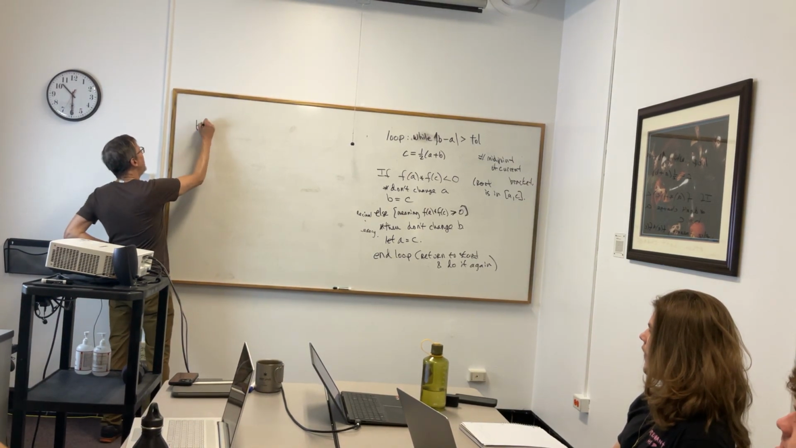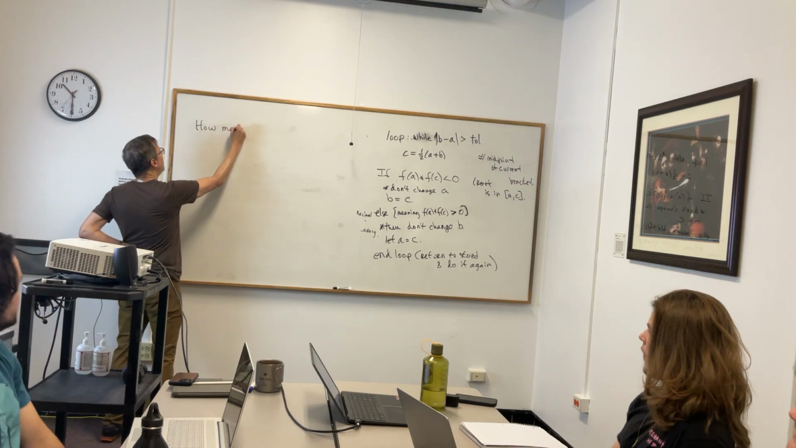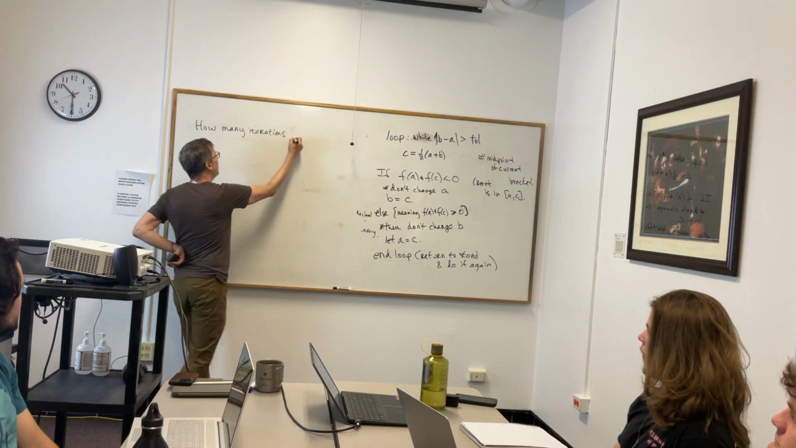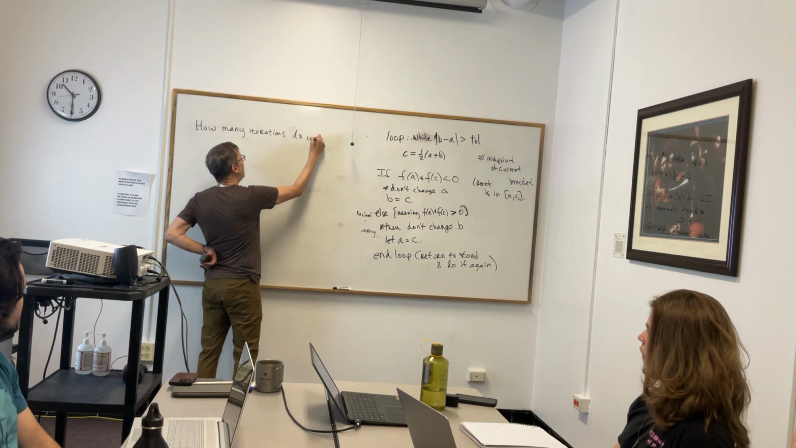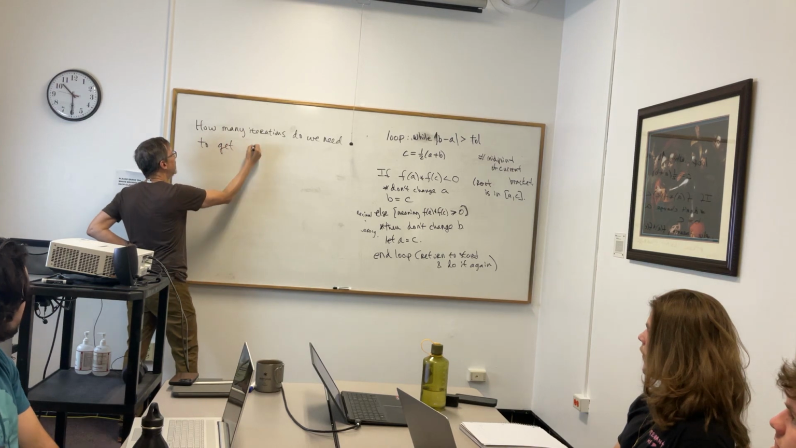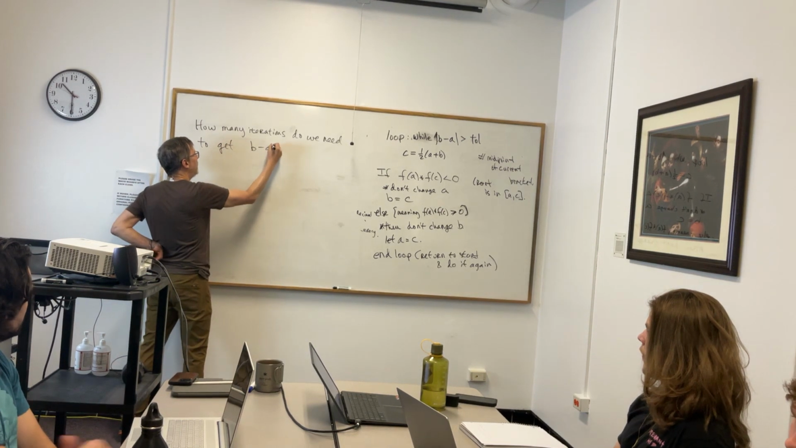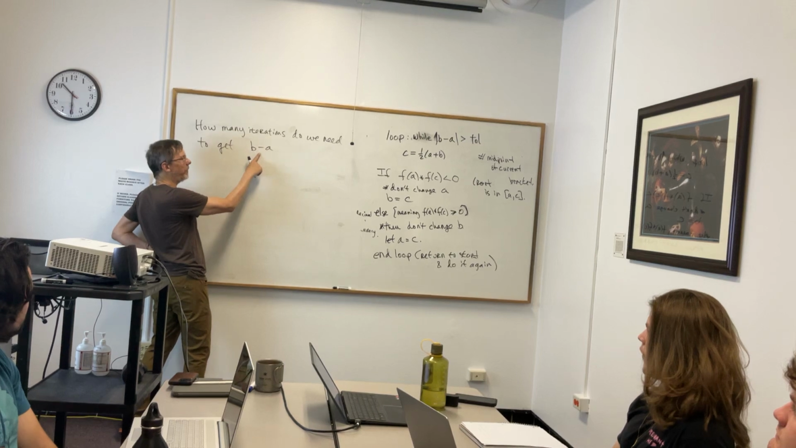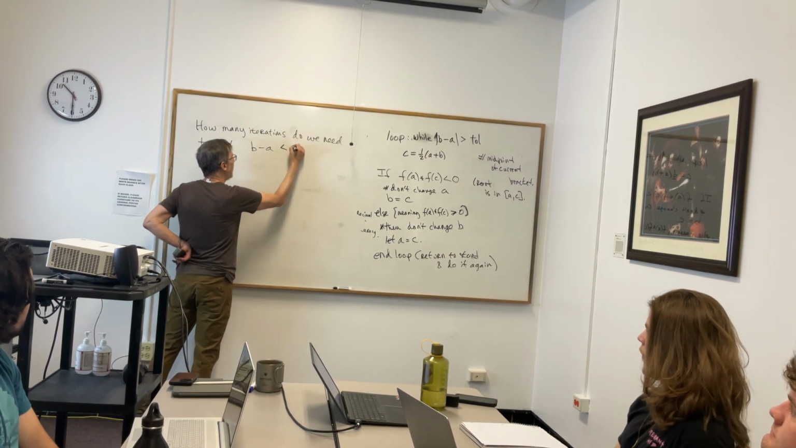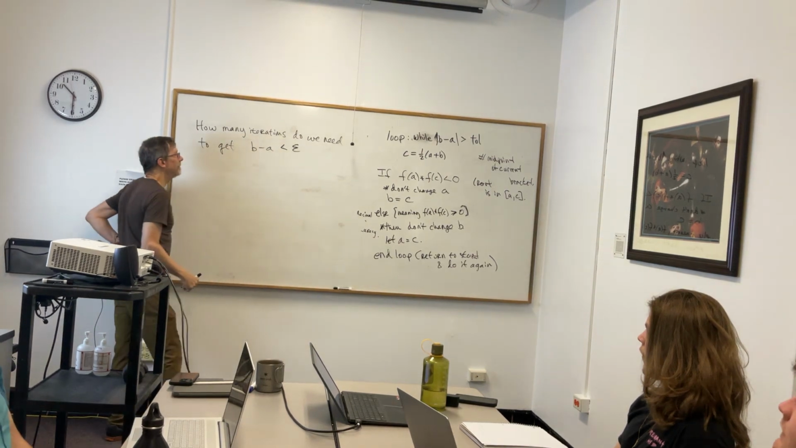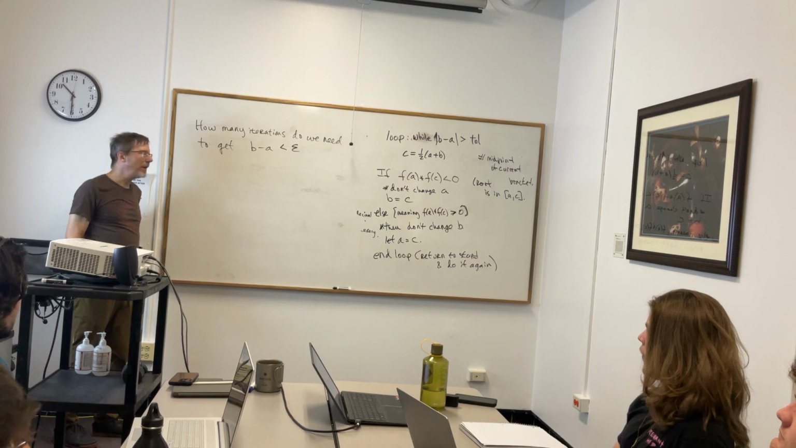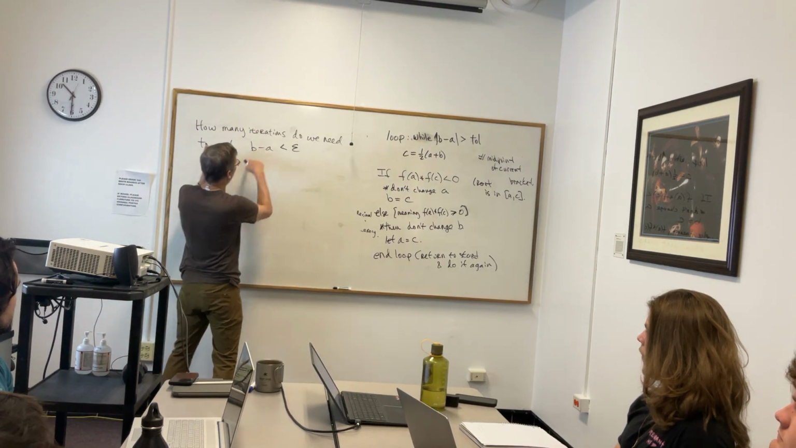So how many iterations? This is a question I have for you, and I'd like you to just take a minute. Do we need to get b minus a, we'll assume b is always greater than a, less than some epsilon? Can you take a minute and just think about this? Yeah, that's exactly what I want.